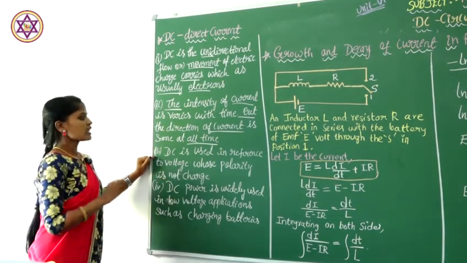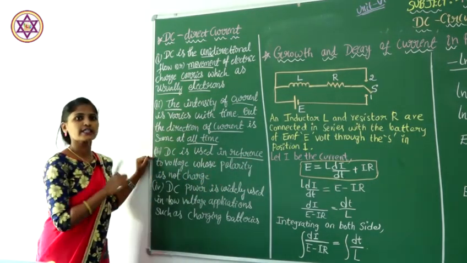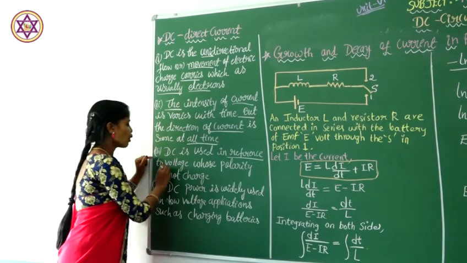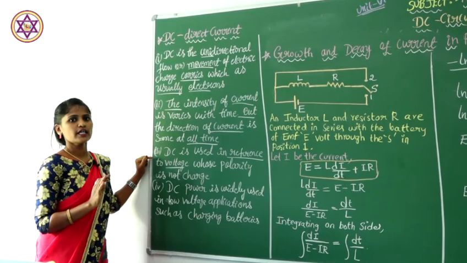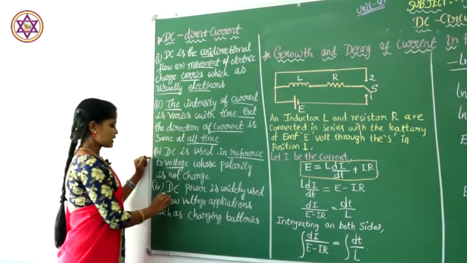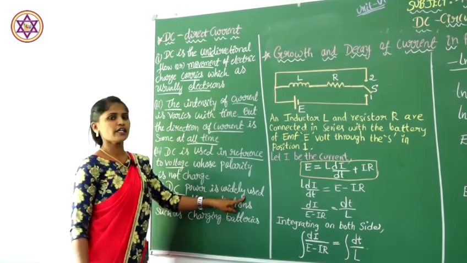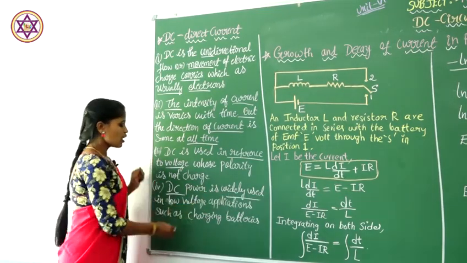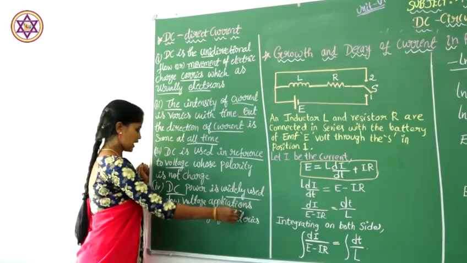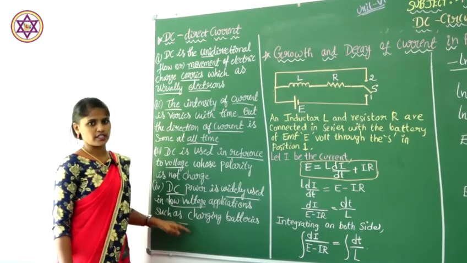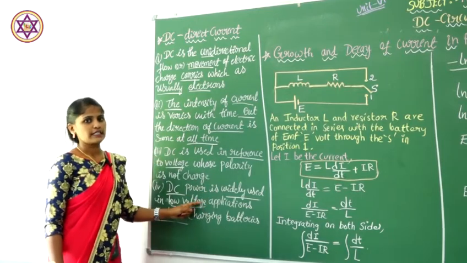And then the next point: direct current is used in reference to voltage whose polarity is not changed. DC power, direct current, is widely used in low voltage applications such as charging batteries. This is all about the DC current.